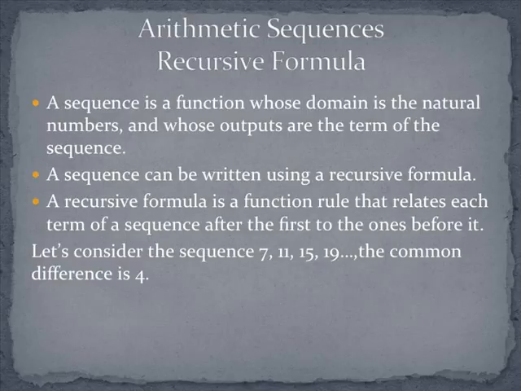The recursive formula for arithmetic sequences. A sequence is a function whose domain is the natural numbers and whose outputs are the terms of the sequence. A sequence can be written using a recursive formula. A recursive formula is a function rule that relates each term of a sequence after the first to the one before it. Let's consider the sequence 7, 11, 15, 19, and so on. The common difference here is 4.